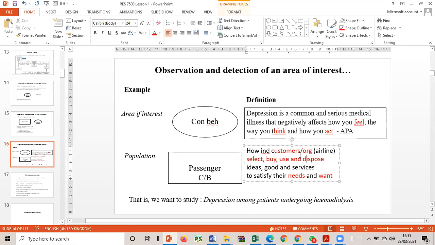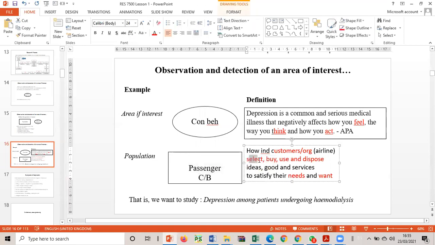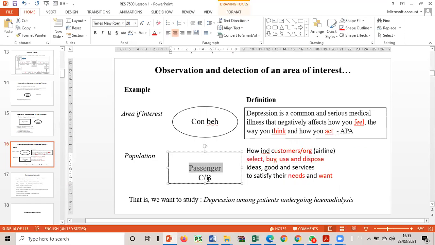Does the title evolve from here? Yes. Behavior of passengers who use chatbots, right? Or the lengthy one: selection, purchase, use, and disposal of ideas, goods, and services among these people, isn't it? Yes. So the title evolves from the definition itself, right?